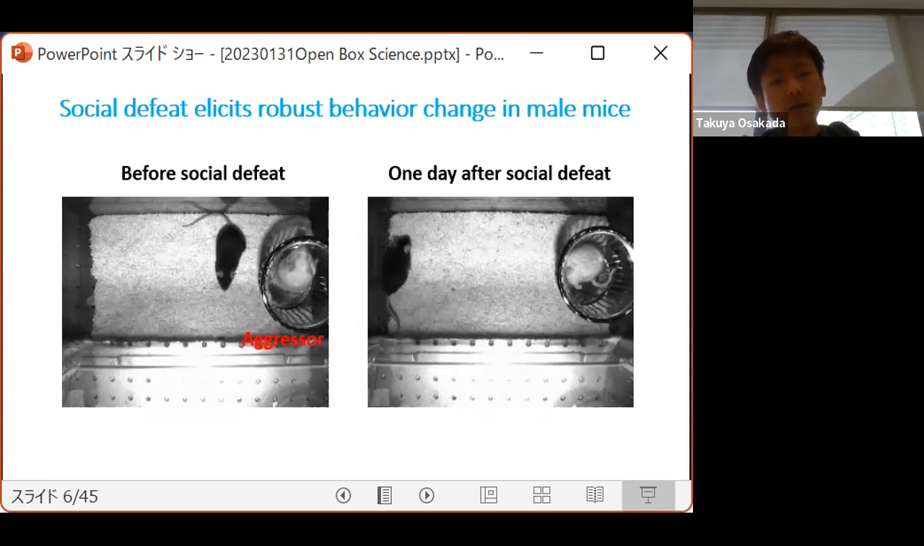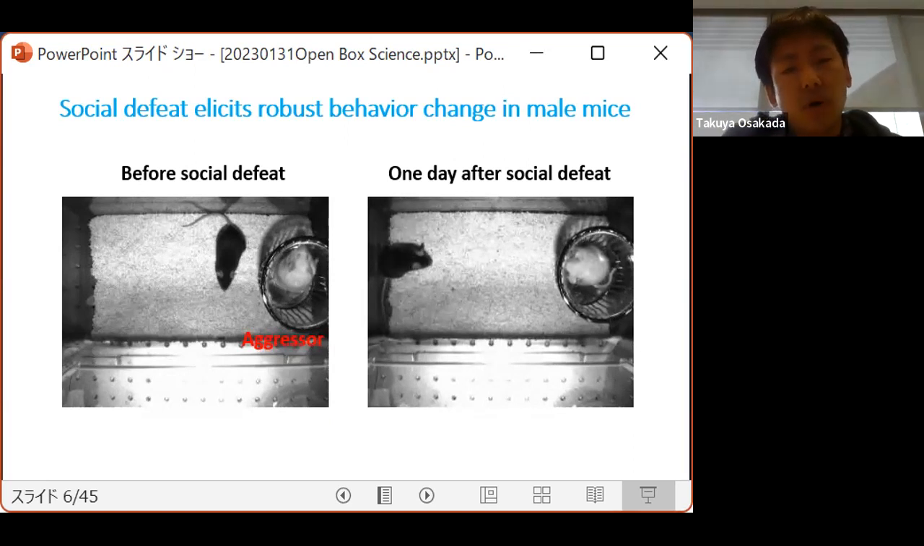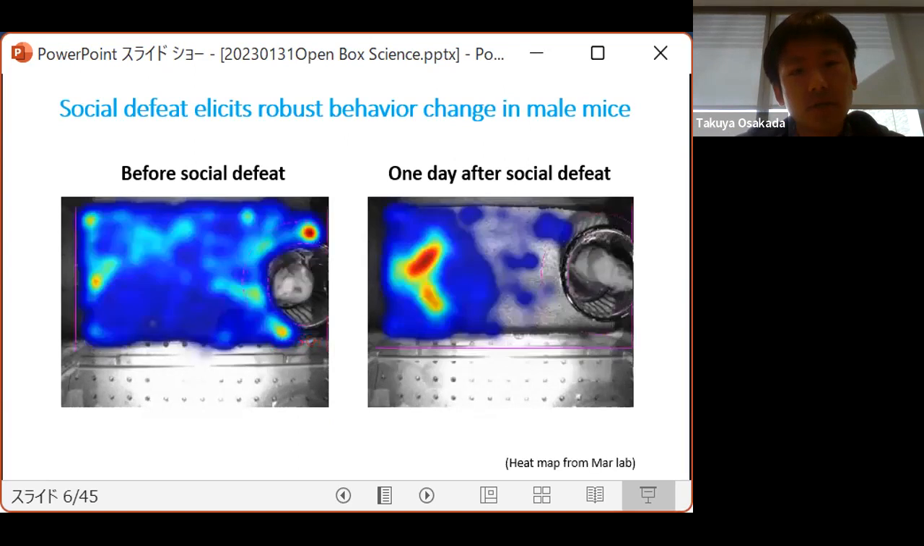So as I told you, the bully and bullied children from before, in mice there is also the same situation. We can easily observe it. This is just a heat map of their behavior.